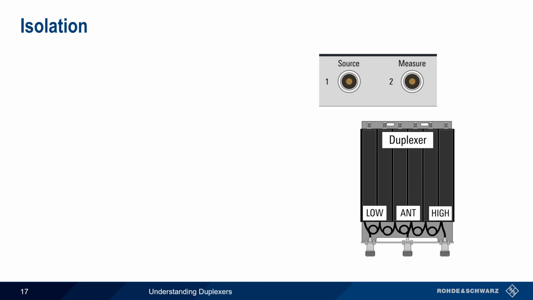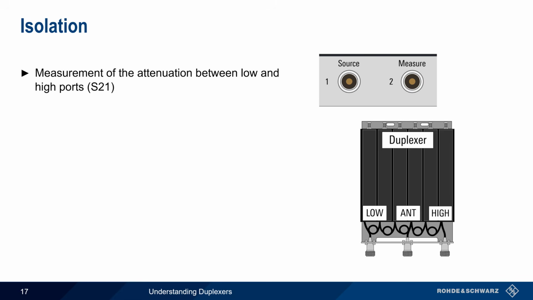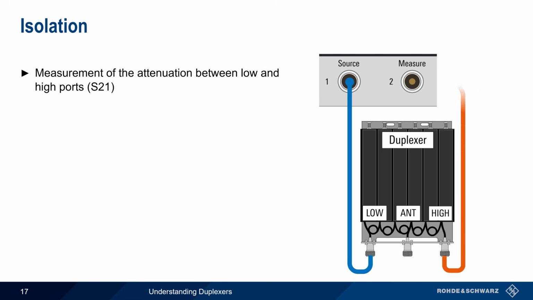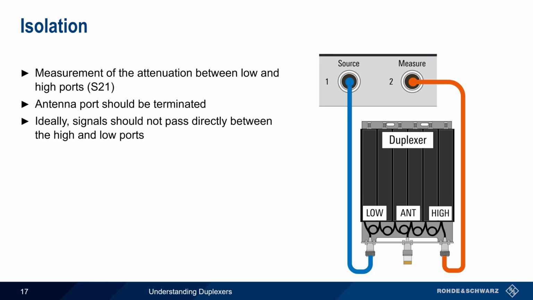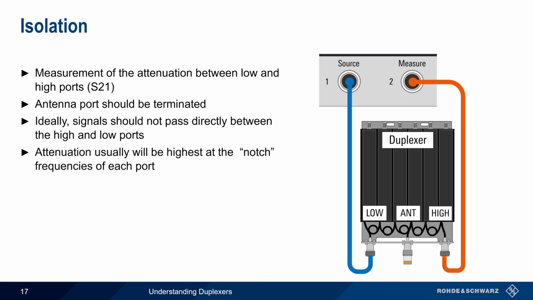The next measurement we'll look at is isolation, which is the amount of attenuation between the low and high ports. Like port-to-antenna attenuation, this is also an S21 measurement. And as before, the unused port, here the antenna port, should be terminated. Ideally, no signals would pass directly between the high and low ports. That is, there would be infinite attenuation between them. But in practice, port-to-port isolation will be highest at the notch frequencies of each port, and will be significant at frequencies outside of these notches as well.